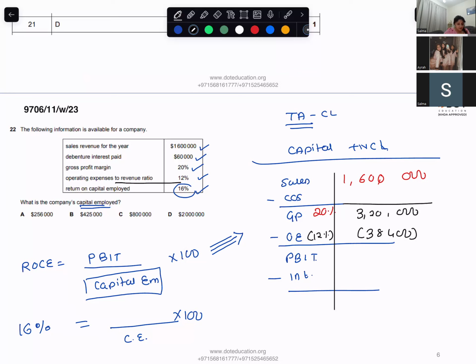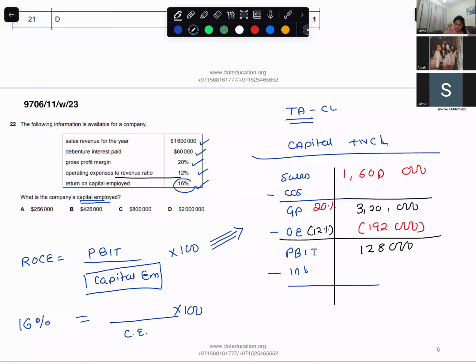30,400. So profit before interest and tax would be 281,600. But miss, operational expense is 12% of revenue, no? But I'm getting my answers. So our operating expense was 12% of the revenue. If I say 12% of 1,600,000 is 192,000. So profit before interest and tax is 128,000.